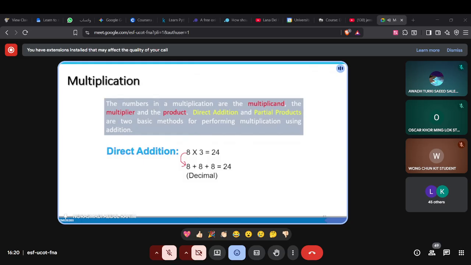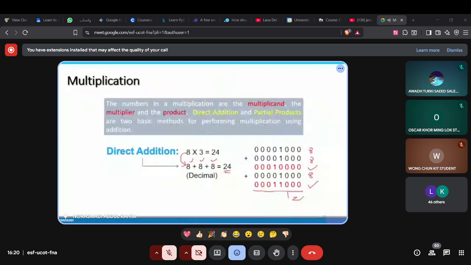So in binary, you need to do this one, 8 plus 8, you get this result, plus 8 one more, and you get this result. So the last result here, when you convert, you should get 24 in decimal, but the answer is in binary.